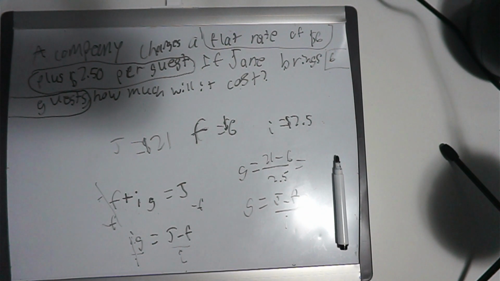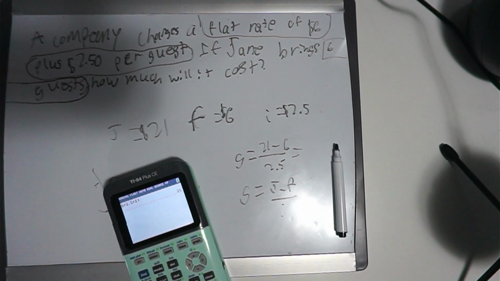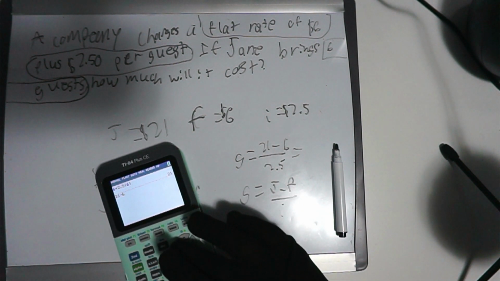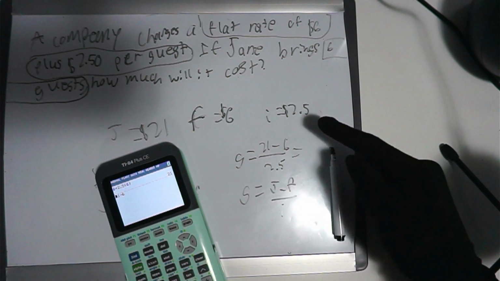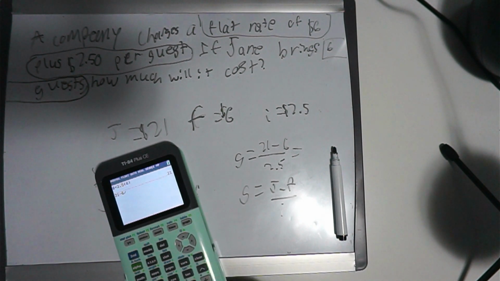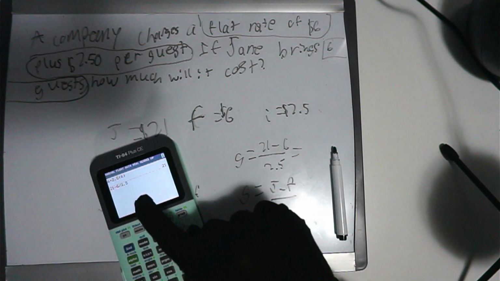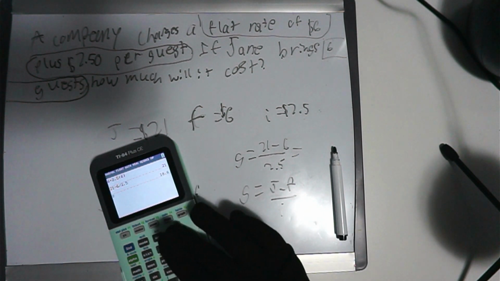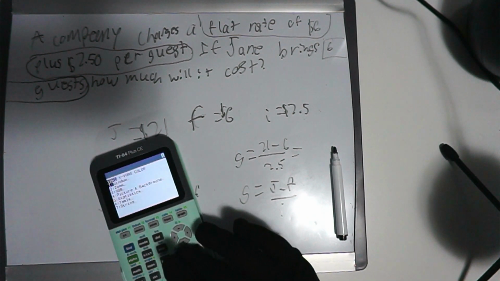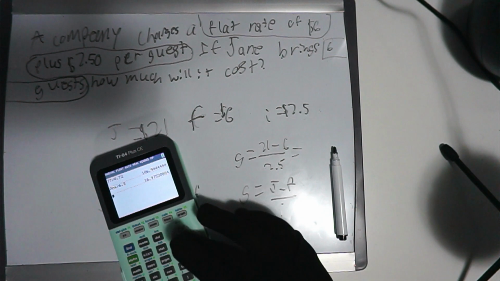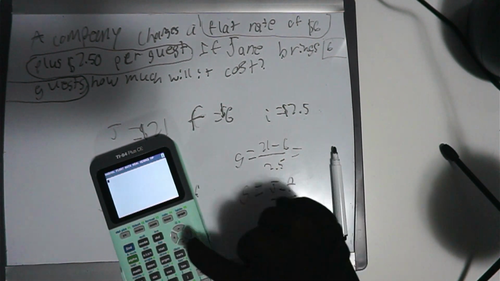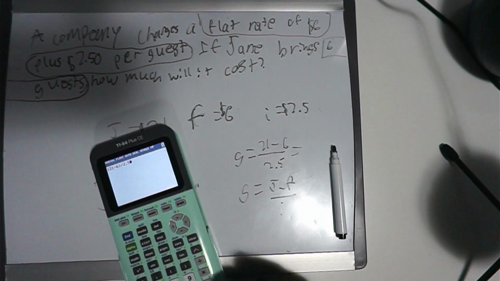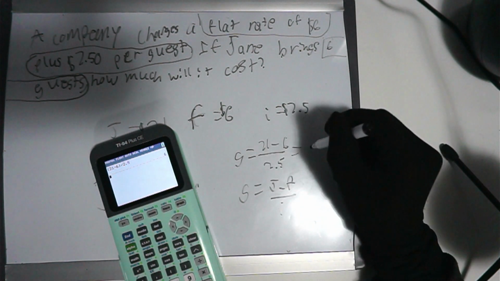So we take out the calculator. 21 minus 6. Make sure in this type of scenario, order of operations, the divide would come first. So if you just wrote that, it would actually do 6 divided by 2.5 and then 21 minus that, which is not right because that's 18.6. You can't have 0.6 people. Excuse me. There you go. So what we have to do is put in brackets 21 minus 6, divided by 2.5. And that gives us 6.